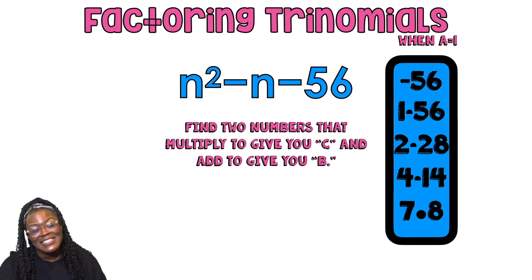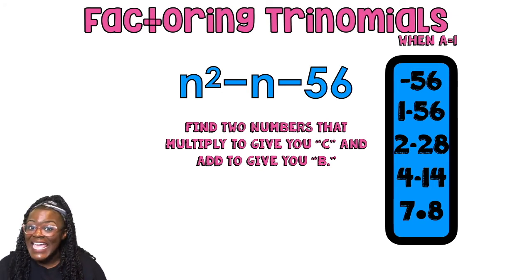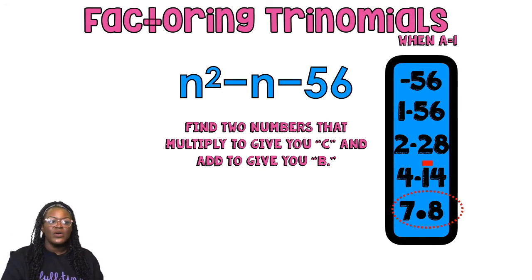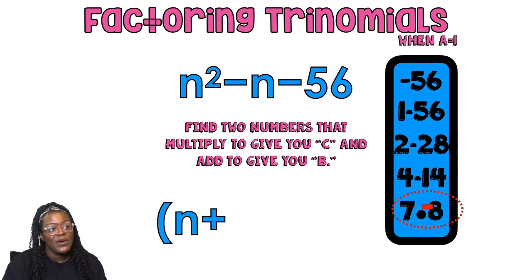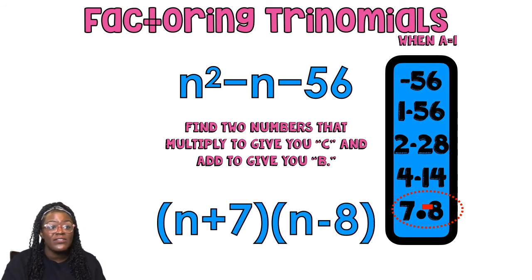But 7 minus 8 would definitely give me a negative 1. And when I multiply 7 times negative 8, what am I going to get? Negative 56. So that's the riddle. I solved the riddle, baby.